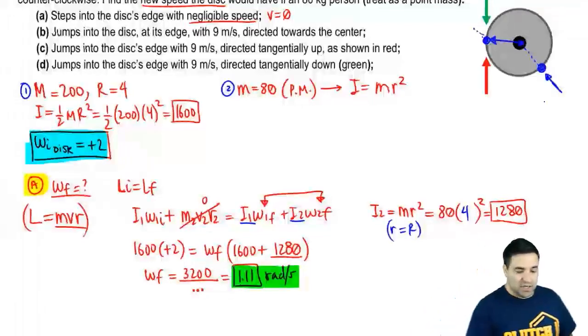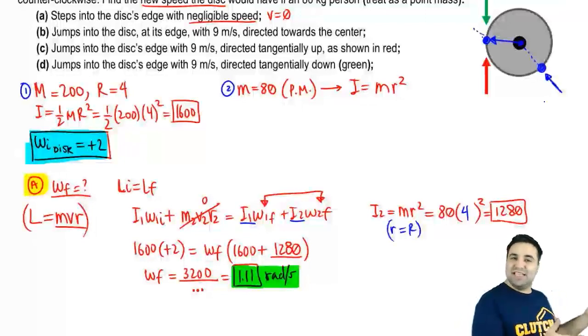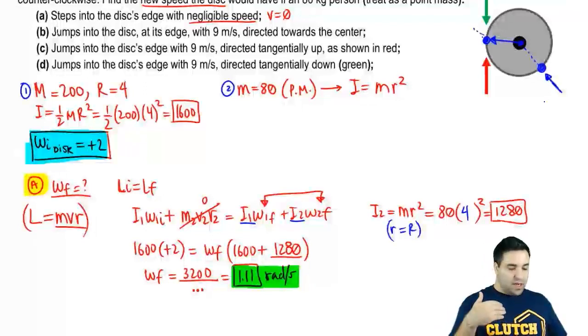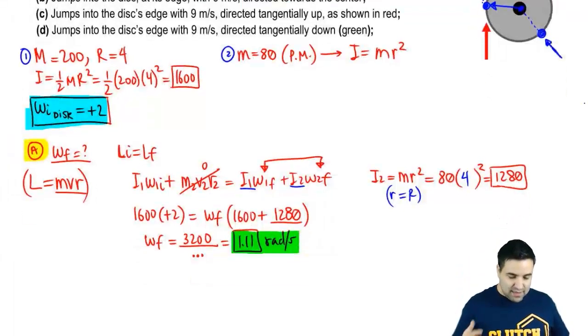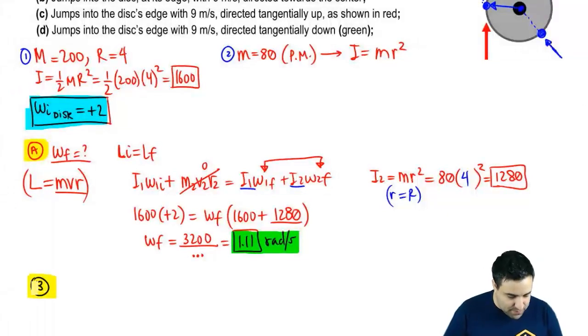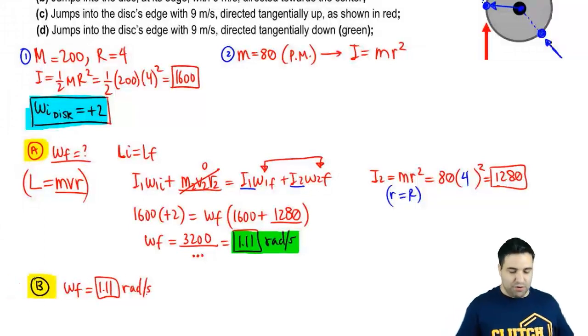So the idea is that jumping with the velocity, if directed towards the center, is actually the same thing as if you just stepped in. You're not contributing any momentum, even though you have linear velocity. You're not doing anything. So that's all you need for part B. You just have to realize that you're not adding any momentum, which means that this is also 0 for you, and the answer is the same as part A. Omega final is just 1.11 radians per second because you don't contribute any momentum.